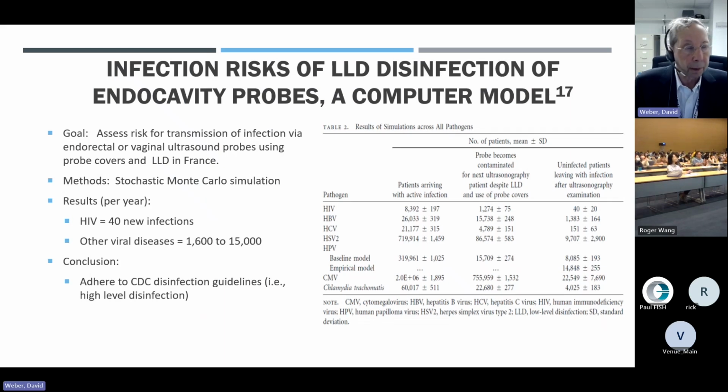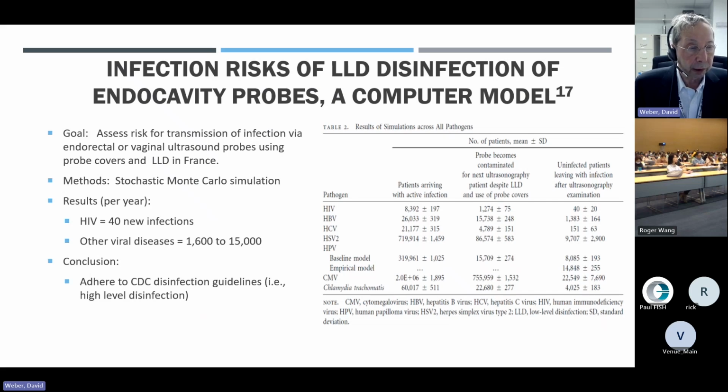Now, infection risks of low-level disinfection of endocavity probes. This was a computer model, and I was a co-author of this study. The goal was to assess the risk for transmission of infection via endorectal or vaginal ultrasound probes using probe covers and low-level disinfection in France. It was a stochastic Monte Carlo simulation. The results per year are that if France had used low-level disinfection for all endocavity probe use, there would be 40 new cases of HIV, and for other viral diseases such as HPV, somewhere between 1,600 and 15,000.